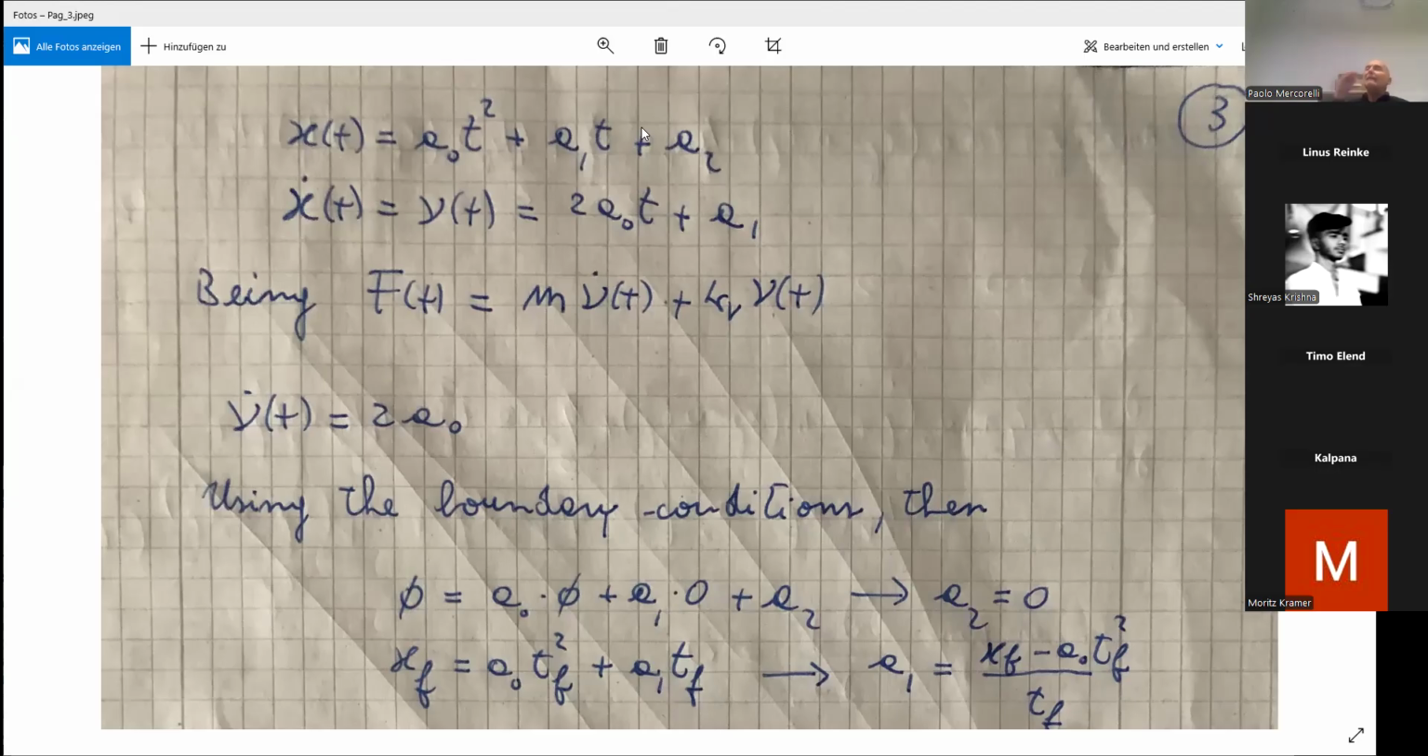Let me go ahead practically to show you why it is enough. This is the polynomial of the second order.